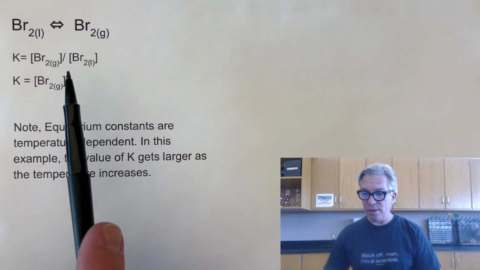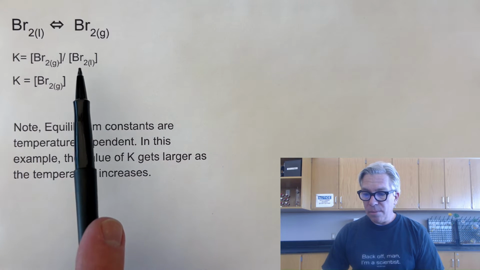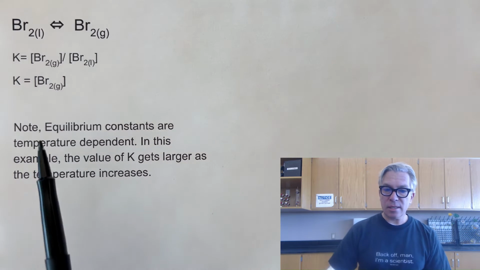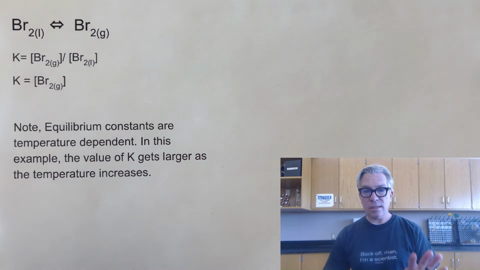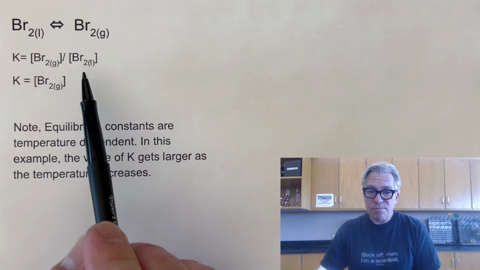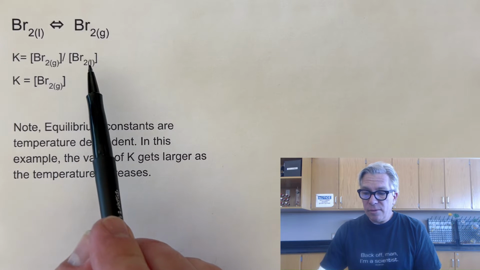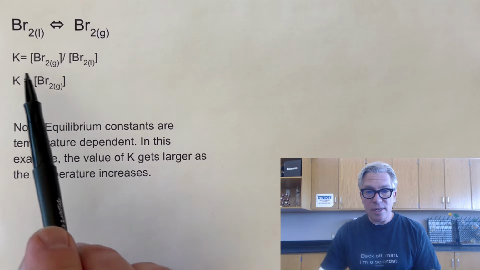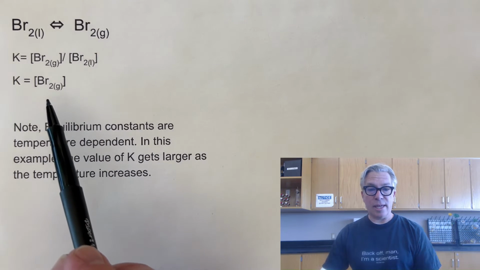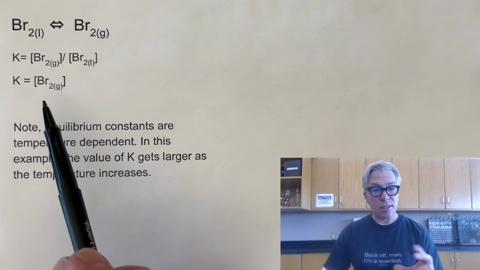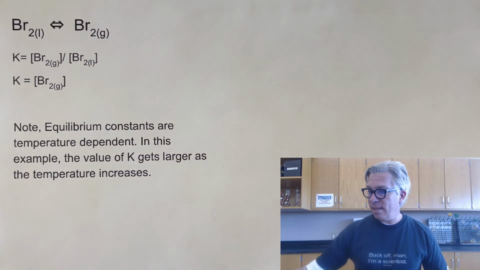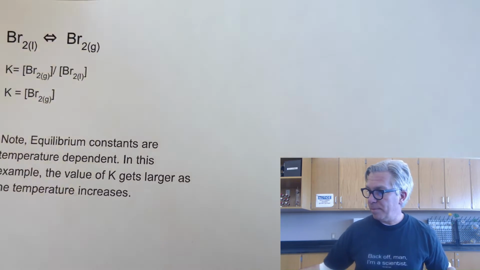But here's the big important point for today. We're going to simplify this into just the bromine gas. And here's why. Because solids and liquids have a constant concentration, and these brackets mean concentration. That concentration is pretty much constant. And so it sort of can get wrapped into the equilibrium constant, and we can ignore it. And we should only include substances that are in the gas phase or the aqueous phase because their concentrations may actually change. So that's the big idea for today. Omit anything that is a solid or a pure liquid.